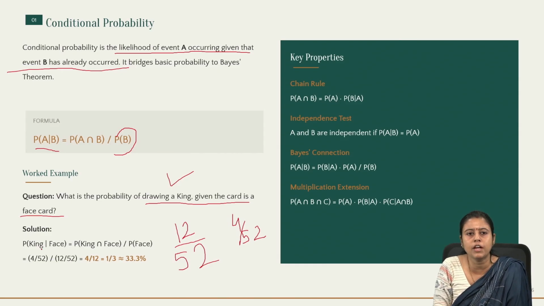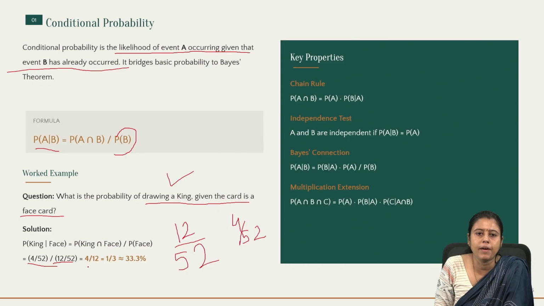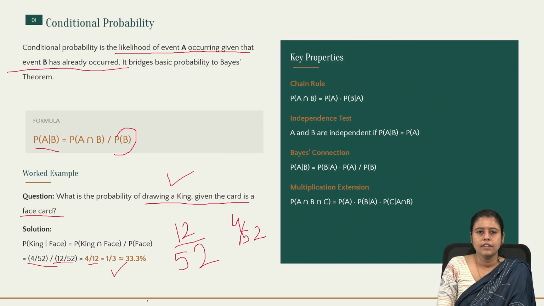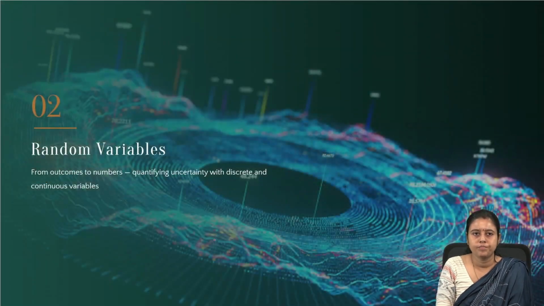So what is the formula? 4 by 52, getting a king, divided by 12 by 52. So what is the value? The value is 4 by 12, or 1/3. So like that we can calculate the value.